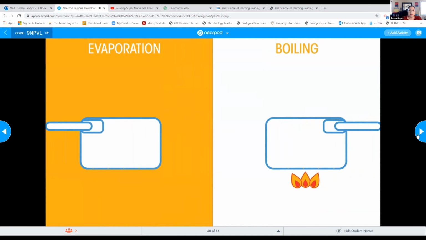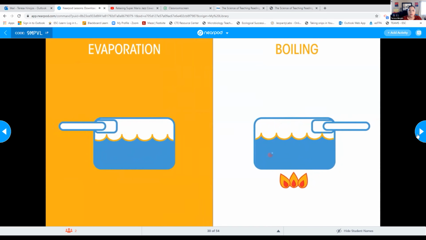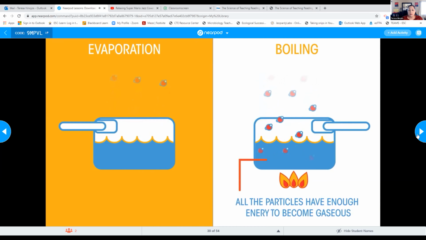Do you know the difference between evaporation and boiling? Both are when a substance transforms from a liquid to a gas. Think of a boiling pan of water, all of the water bubbles. This is because all of the particles have enough energy to become gaseous.